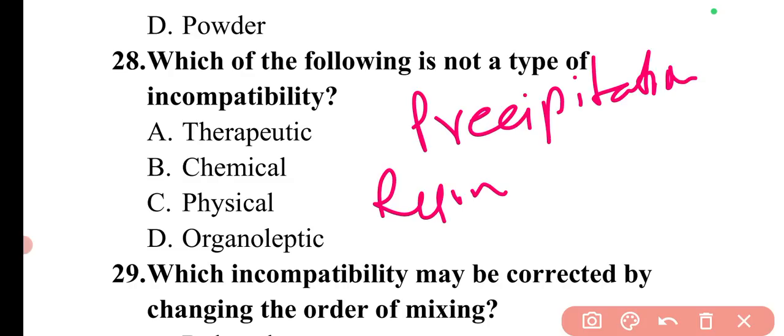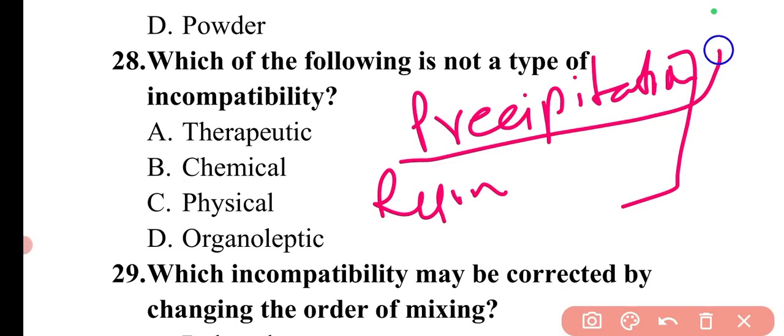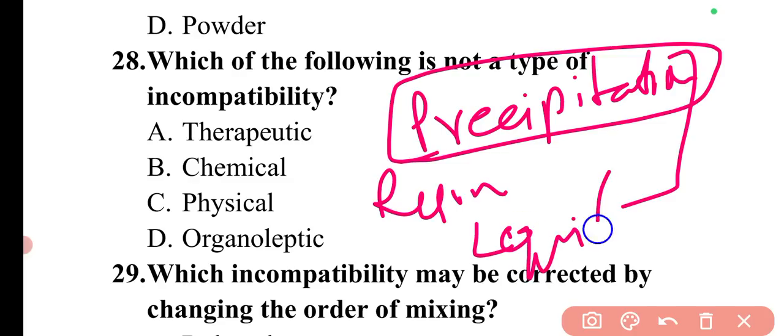Mostly, you can see how the questions come in the later section. Basically they can ask, precipitation is which type of incompatibility. So you can simply mention that precipitation is a physical incompatibility. Then there is another incompatibility, that is liquefaction. Liquefaction is also a physical incompatibility.